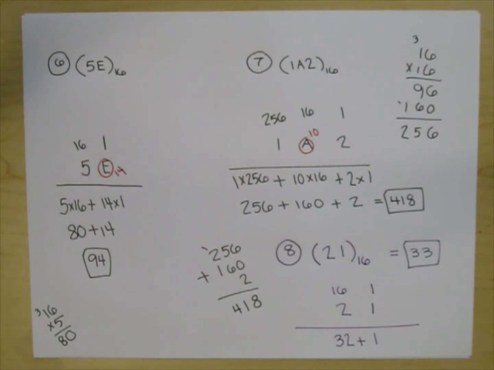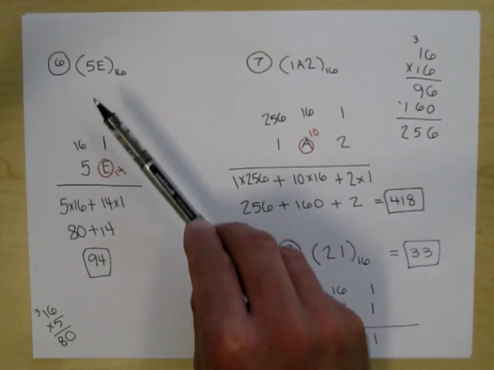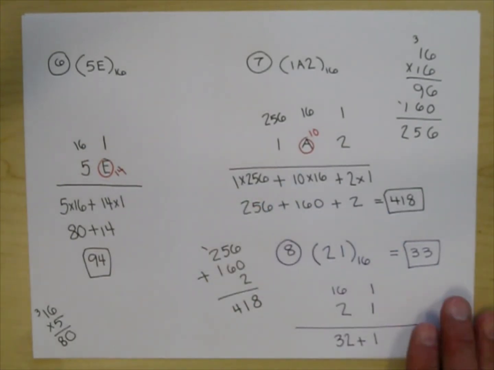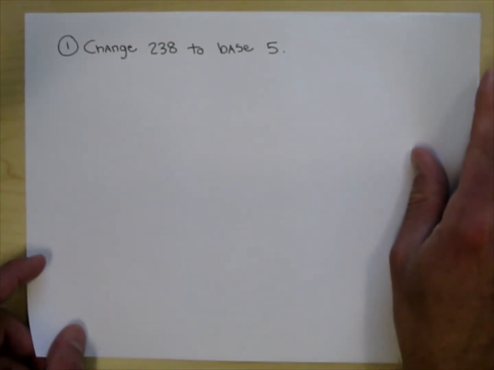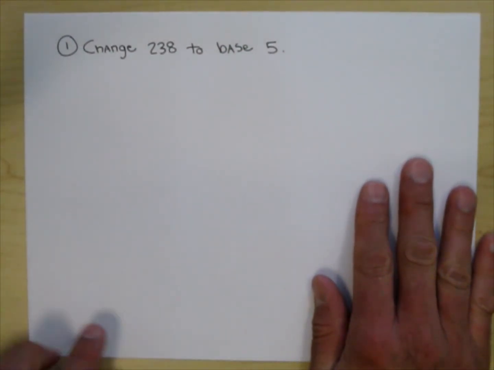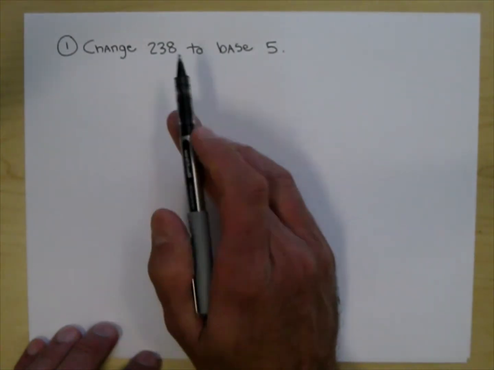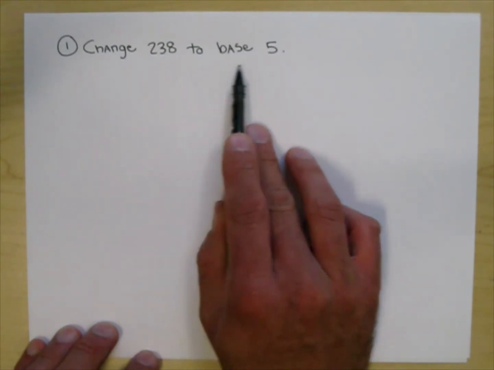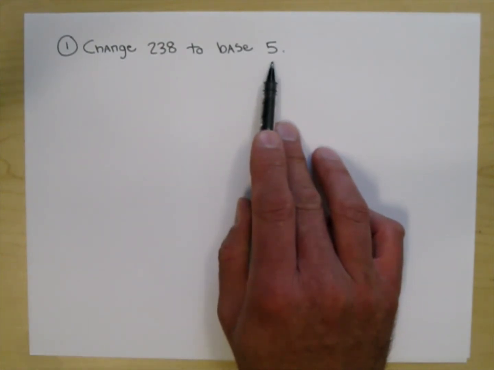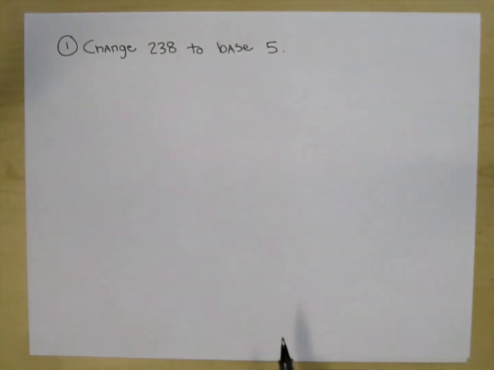Okay, so we can go one way. Now we're going to go the other way. Meaning, like we had 94 as our answer here, we're going to learn how to go from base 10 to a weird base like base 16. But we're not going to start with base 16. I think we'll start with base 5. So here it is. Change 238. We know that's base 10 because we don't have parentheses around that. So that's 238. Change that to base 5. Okay, well, what we have is we have 2 methods.